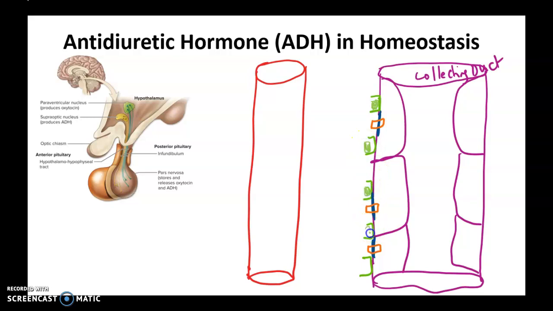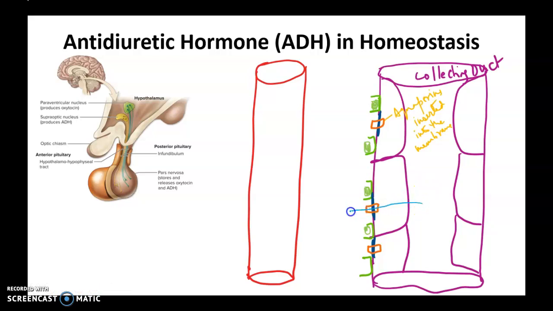We have ADH bound here, and that caused those vesicles to fuse with the plasma membrane. And as those vesicles fused with the plasma membrane, look what happened to aquaporins. So we have these aquaporins now inserted into the membrane, right? Okay, what will happen now? So these aquaporins will cause water to move from the filtrate.